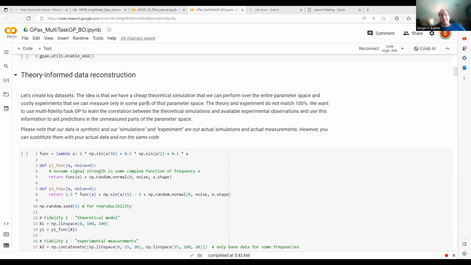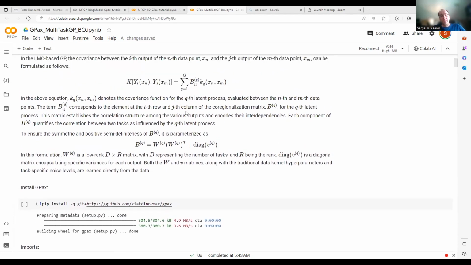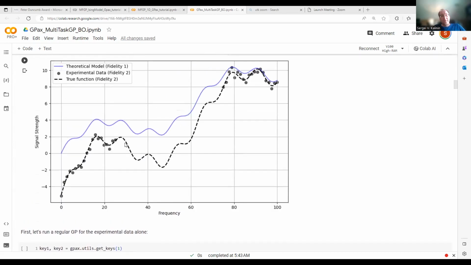So here, Maxim considers the example of theory-experiment matching. The assumption is that the theory is cheap and can be performed over the entire parameter space, while the experiment is expensive and can be performed only in some parts of this parameter space. They don't match 100%, but there is a correlation between the theory calculations and the experiment. And again, these correlations are given essentially by the elements of matrix W and the diagonal elements V.